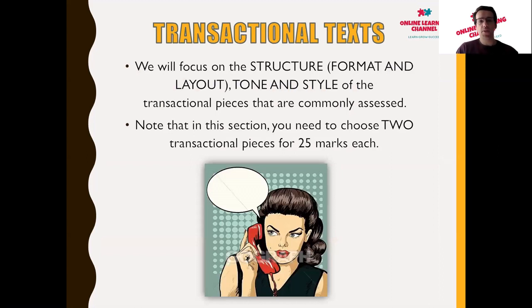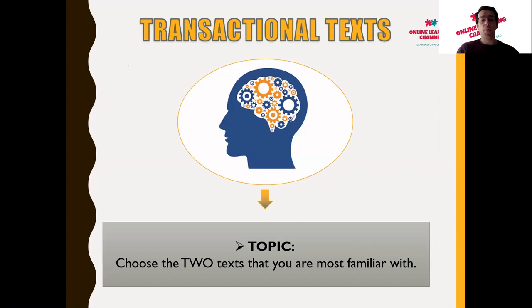Okay, so transactional texts, what we'll be focusing on today is essentially the structure, so the format and the layout of the actual piece, together with the tone and the style of the transactional pieces that are commonly assessed in paper 3 in particular. So note in this particular section, you do need to choose 2 transactional pieces, both worth 25 marks each. Okay, so with regards to the topics, you need to choose 2 texts that are most familiar with you. So again, it's an opportunity for you guys to now ideally identify a topic that best suits your needs or best suits your experiences.